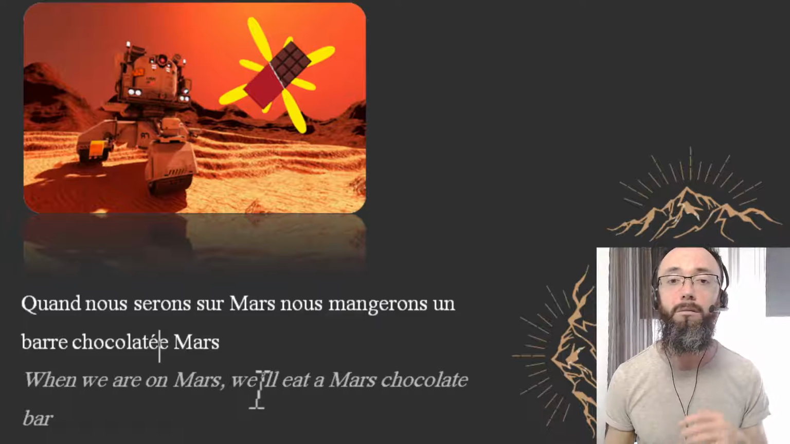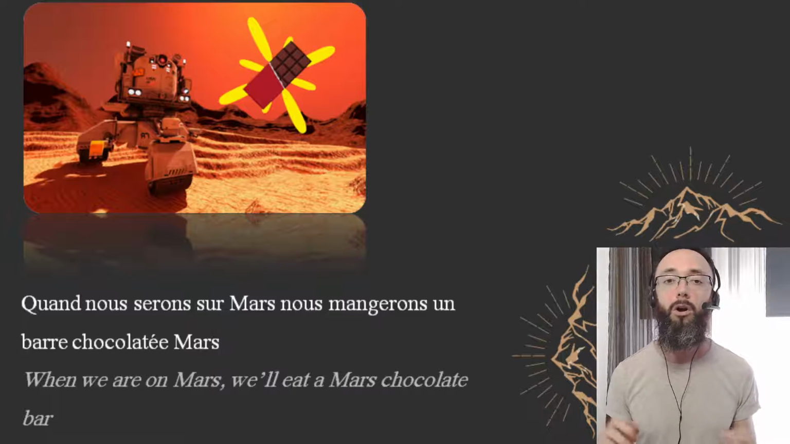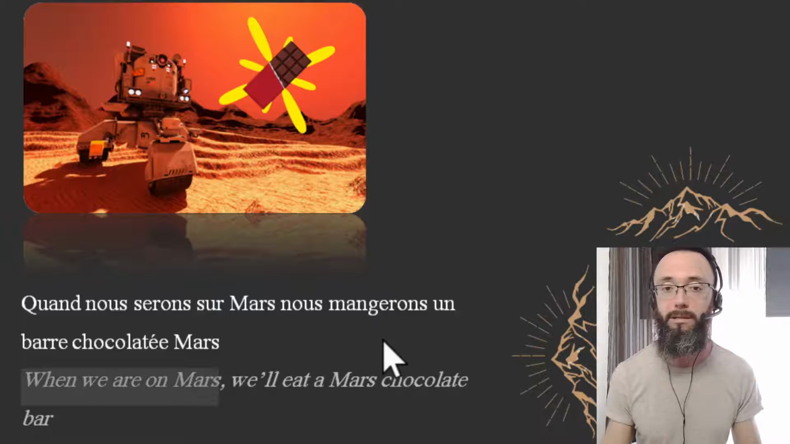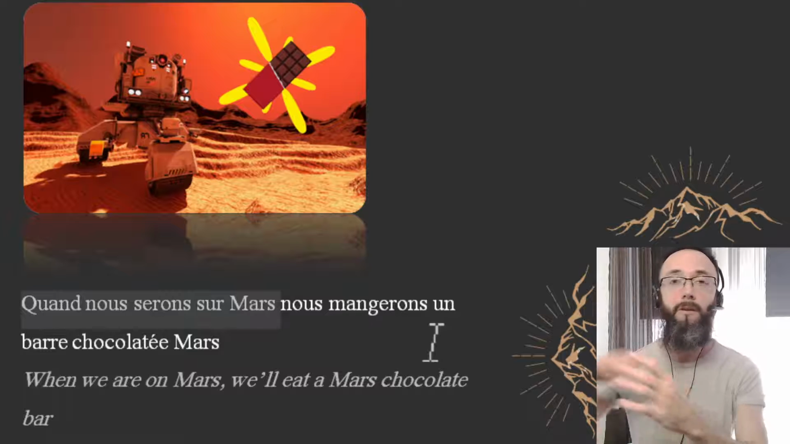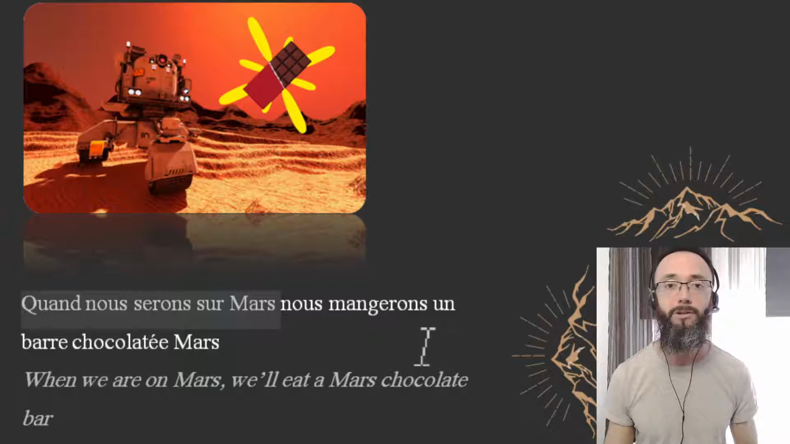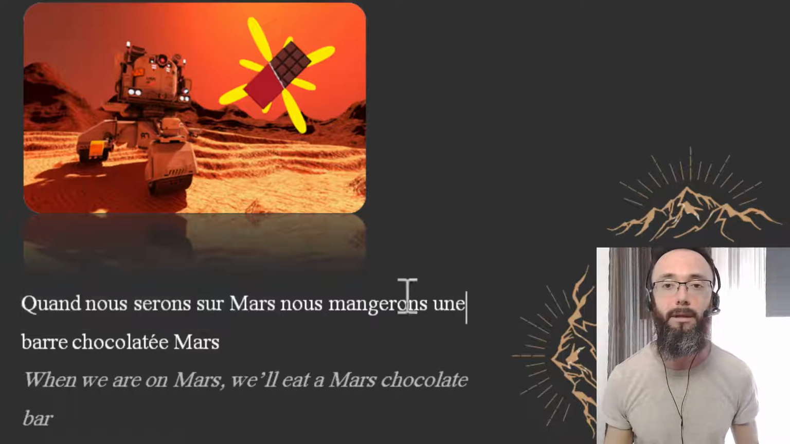When we are on Mars, we'll eat a Mars chocolate bar. Quand nous serons sur Mars, when we are, simple present tense. But here, quand nous serons, future simple in French. Slightly different. Quand nous serons sur Mars, nous mangerons une barre chocolatée Mars.